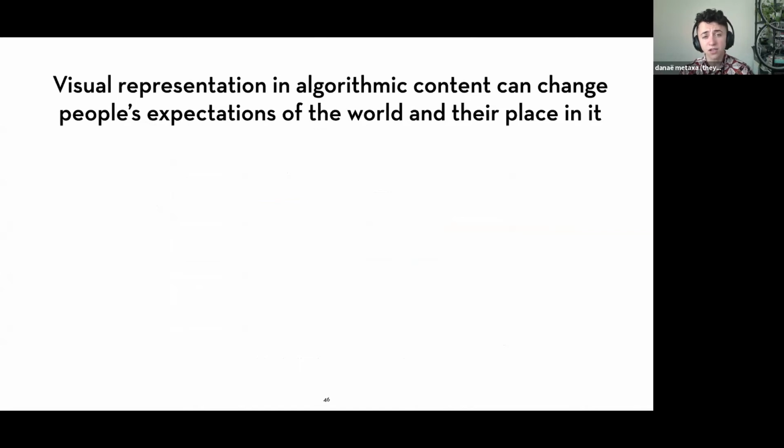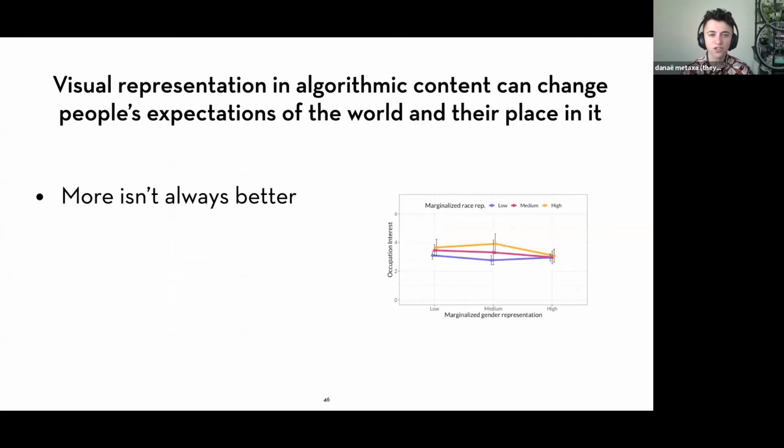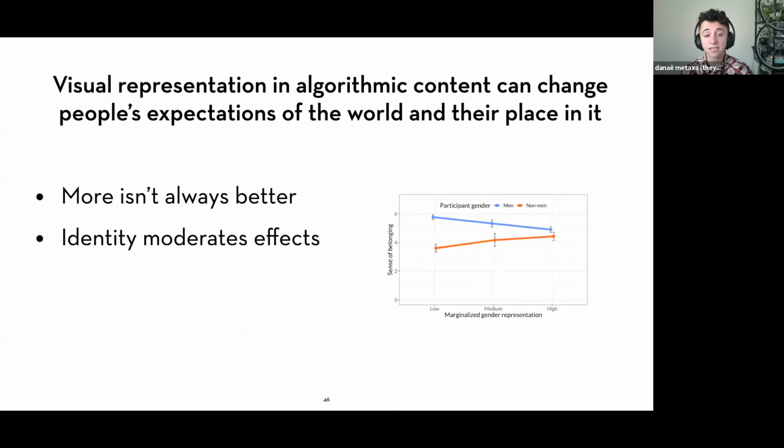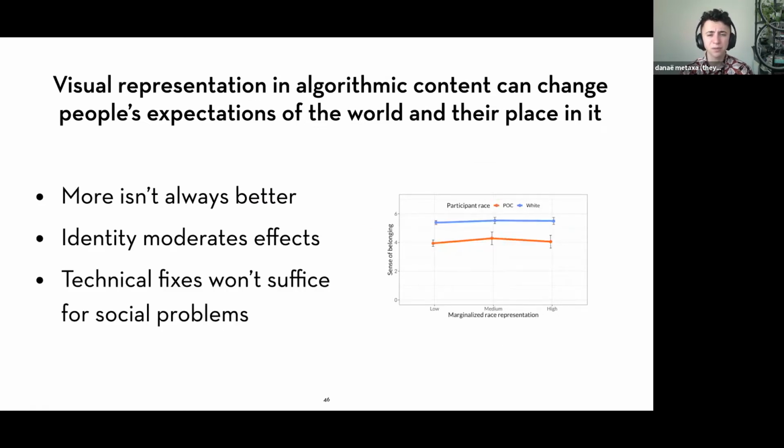So to conclude, these findings confirm that visual representation in algorithmic content can change people's expectations of the world and of their place in it. But as we saw, there are some important nuances. First, more isn't always better. Greater levels of marginalized people's representation could in some cases have deterring effects because of underlying social issues. Second, identity moderates effects. The same content might affect people from different identity groups very differently from one another. And third, there are cases where existing inequities simply can't be addressed through some intervention. Technical fixes are not always going to suffice for these kinds of big social problems.